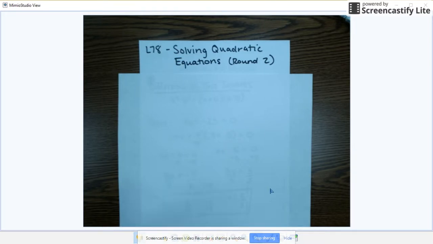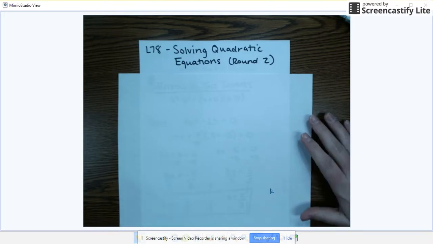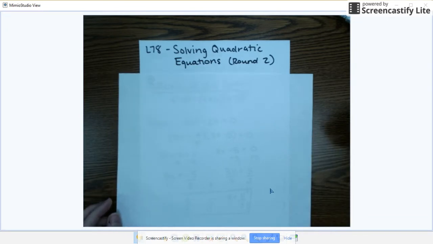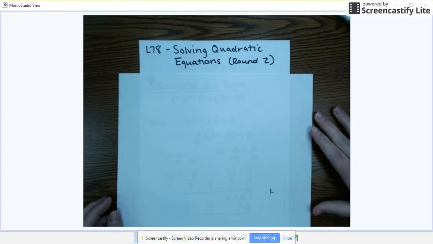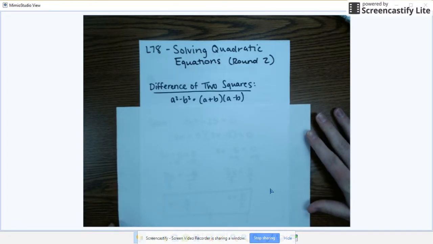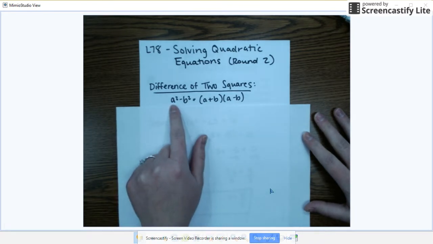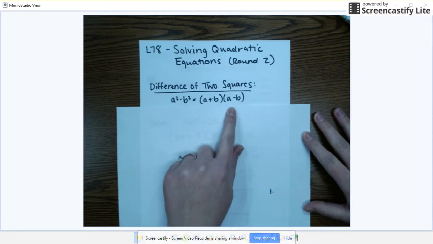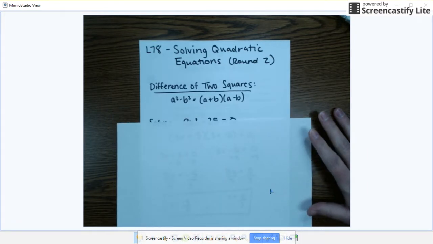All right, guys, today we're going to talk about lesson 78, which is solving quadratic equations. We've done this before. This time we're going to solve by factoring. It's going to be a special type of factoring though. So we're going to quickly review the difference of two squares. If you have a term squared minus another term squared, it will always factor to be (a plus b)(a minus b). So we're going to look at an example like that.